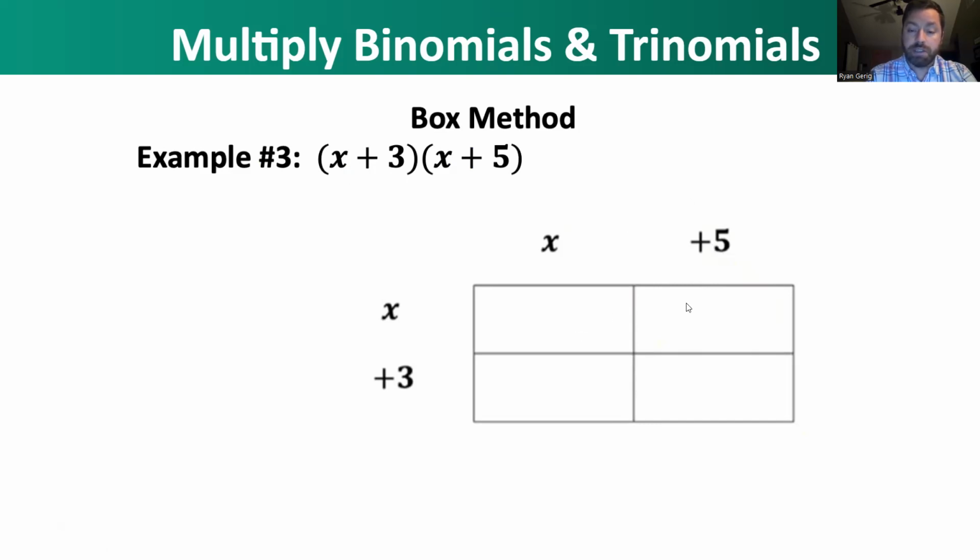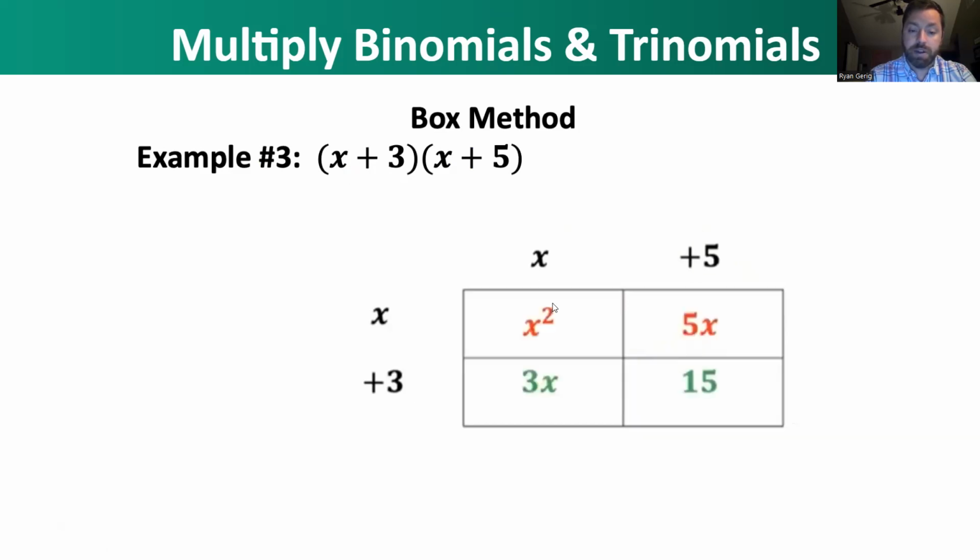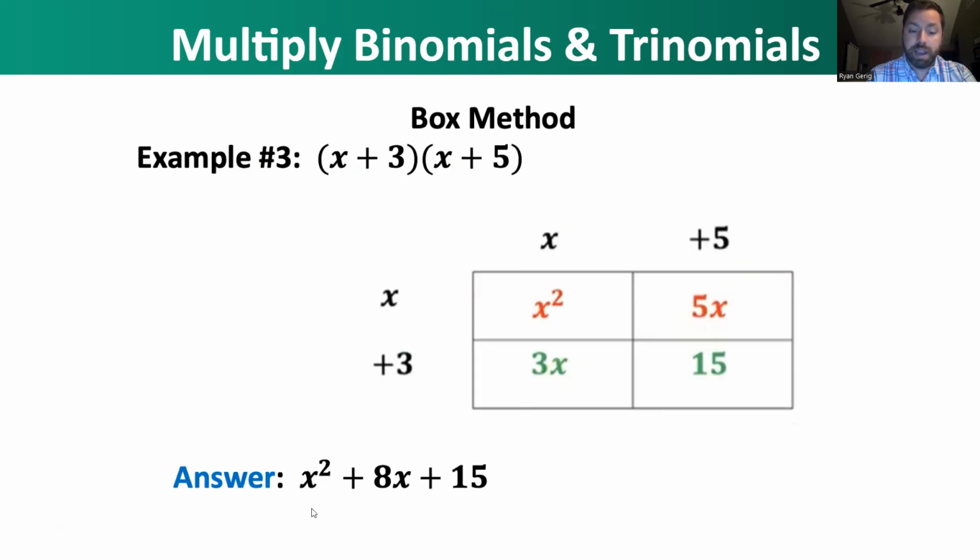Then you fill in the boxes by multiplying. x times x goes in this top left box. That's x squared. x times 5 is 5x. 3 times x is 3x. And 3 times 5 is 15. Then you combine your like terms. So I have 5x and 3x. And I get my answer here, which we got the last time we did it. You're not getting a different answer. It's a different method. It's a different way to get the same answer.